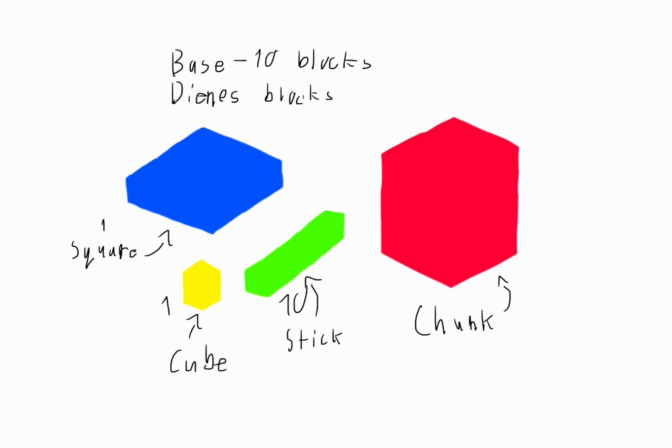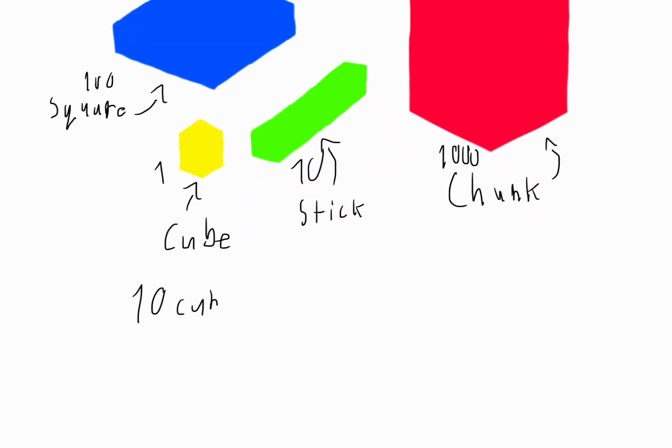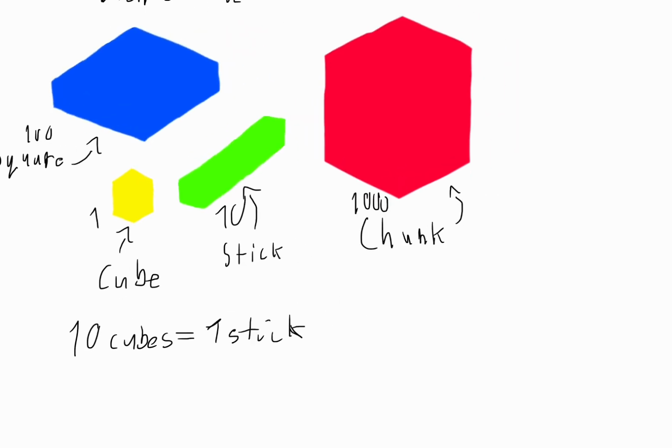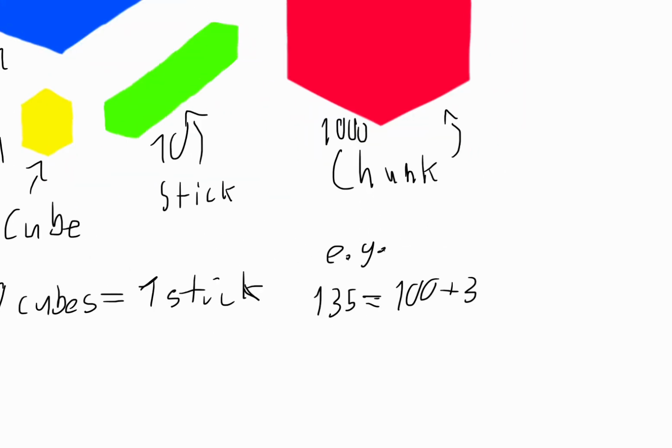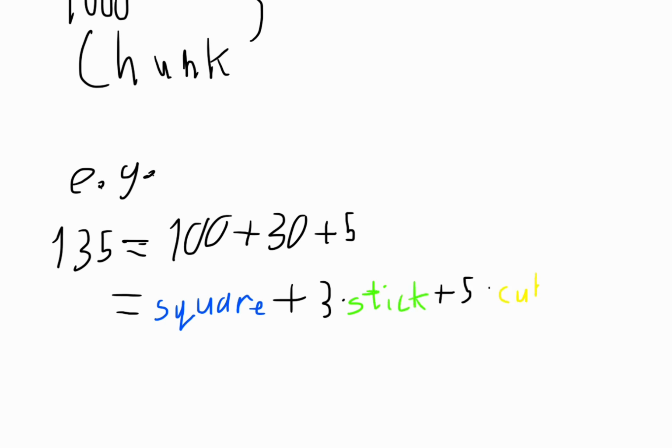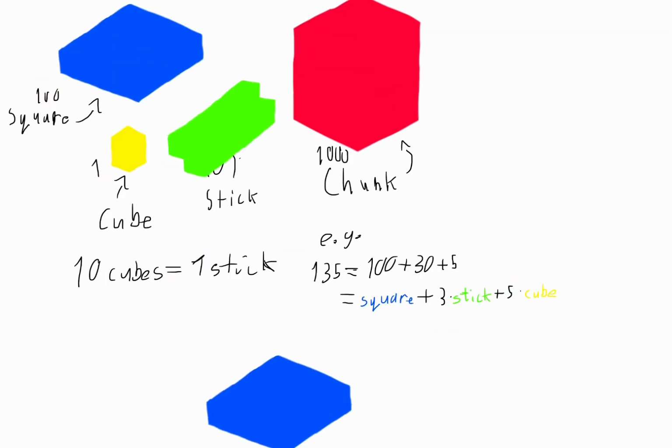The stick represents 10 because it's made of 10 cubes. Similarly, the square is 100 because it's 100 cubes, and the chunk is 1,000 because it's 1,000 times the volume of a cube. It's really just a nice way to show base 10 to kids and have them learn how to add. For example, 135 is a square, 3 sticks, and 5 cubes, making 1 times 100 plus 3 times 10 plus 5 times 1, which is 135.